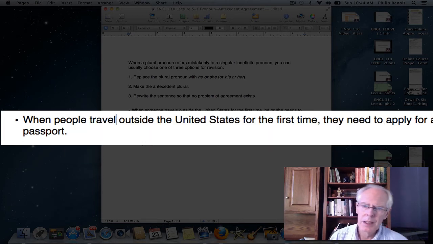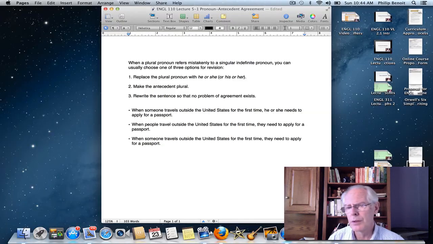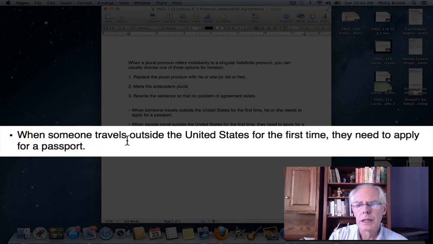But sometimes it's just not going to work, or for some reason you don't like that particular option, and we don't want to go to the he or she option because it's too awkward and lengthy. So we can just rewrite our sentence in a different way so we avoid the problem. We don't have the indefinite pronoun with the referent back. So how do we do that? Okay, here's what we're going to do here.